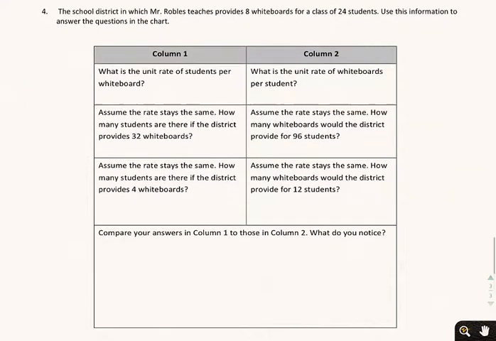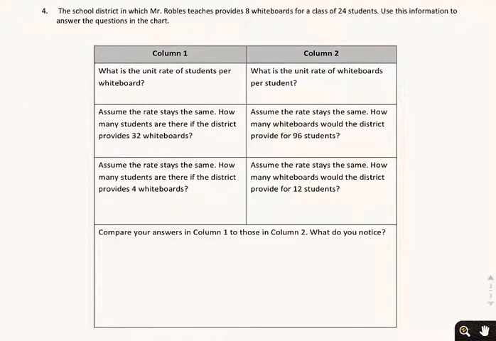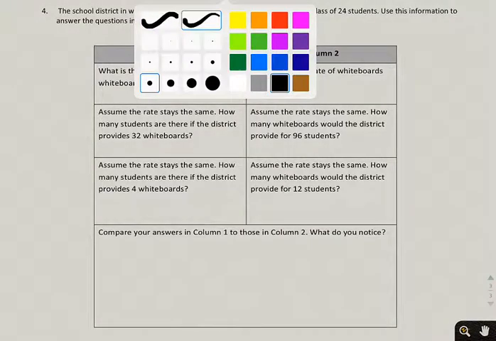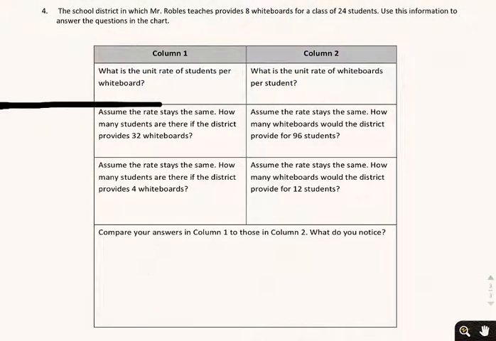Last part about this, the school district in which Mr. Robles teaches provides 8 whiteboards for a class of 24 students. Use this information to answer the questions in the chart. And I think I'm going to try to do some of the work a little bit outside the chart as well.